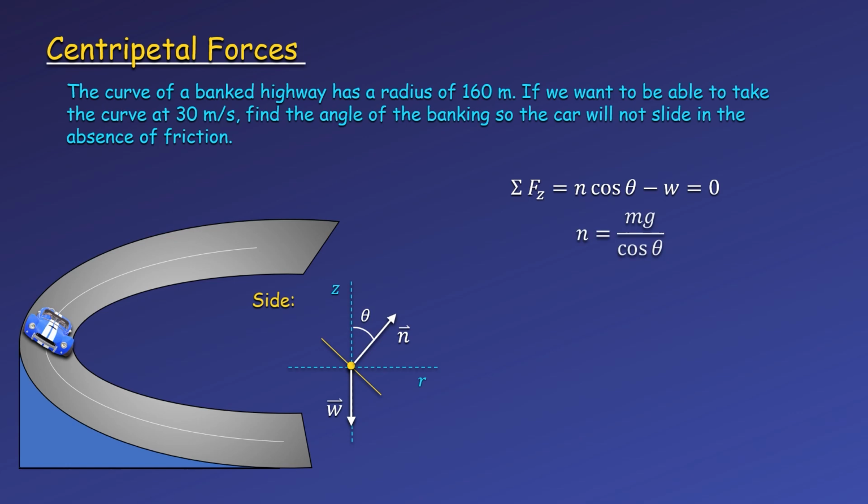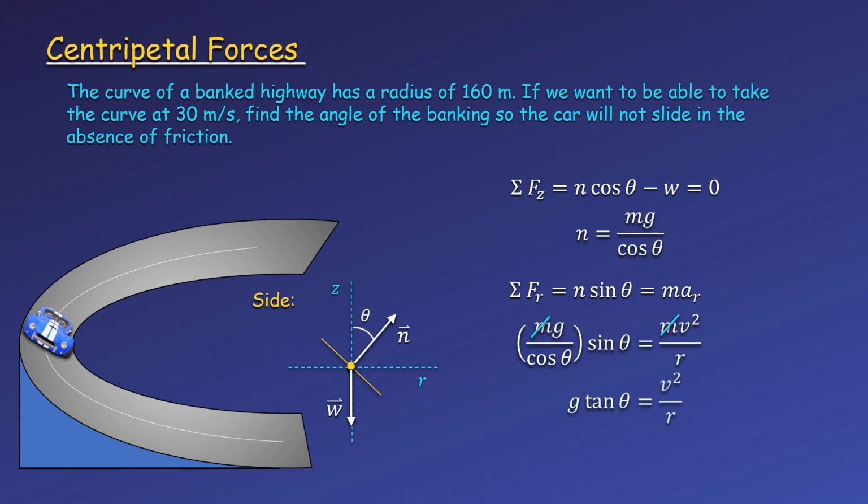Now that we have the normal force, which is causing our centripetal force, we can look at our radial direction. Here we only have the radial component of the normal force, so we set it equal to the mass times radial acceleration. Plugging in the normal force we just found, we see the mass on both sides will cancel. We also have sine over cosine of the same angle, so we can write this as tangent of theta. Now we can divide by g and take the inverse tangent of both sides to solve for theta, and find the banking should be at an angle of 30 degrees.